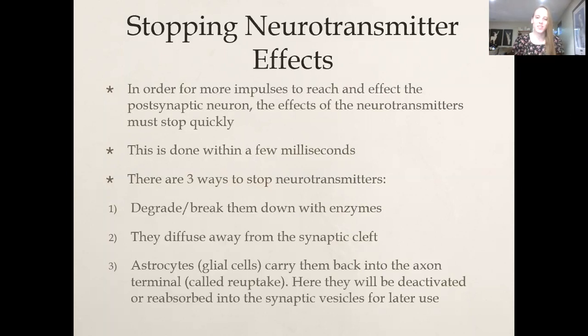So there's 3 ways to stop neurotransmitters. Some of them can be broken down with enzymes. Some of them will just diffuse out of the synaptic cleft. And then sometimes you'll have astrocytes, which are a type of glial cell that carries the neurotransmitters back to the axon terminal. So this is called reuptake. Essentially, these cells go out, they grab any neurotransmitters still in the synaptic cleft, bring them back into vesicles in the presynaptic membrane in the axon terminal. So again, they can be used later.